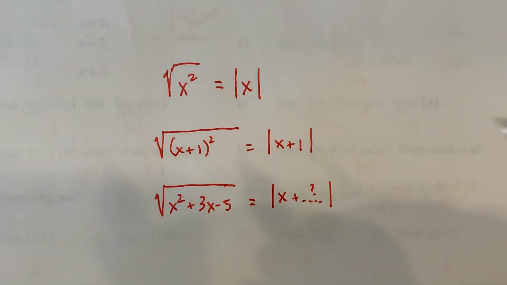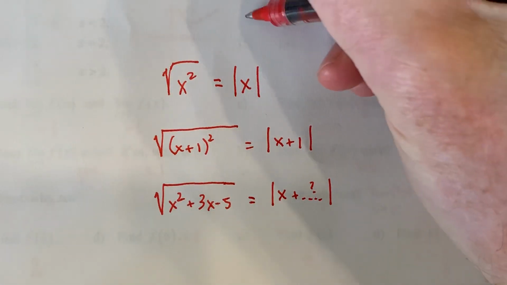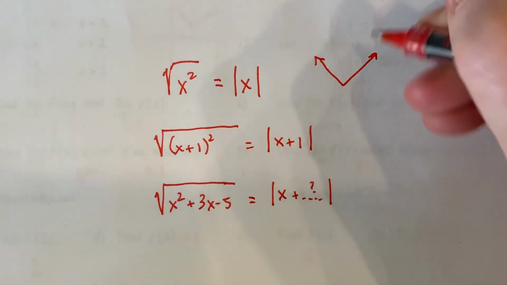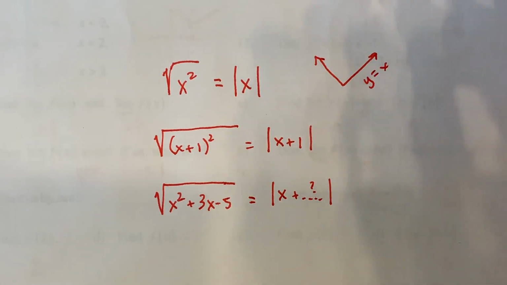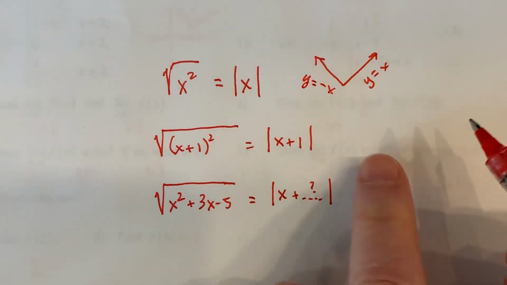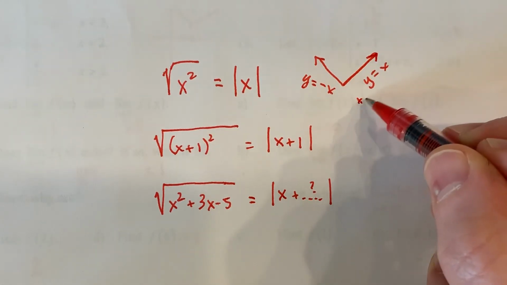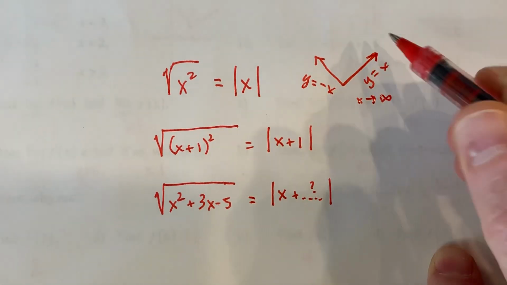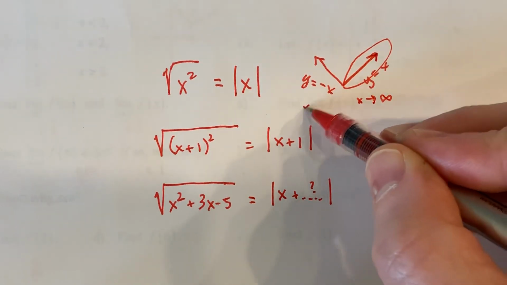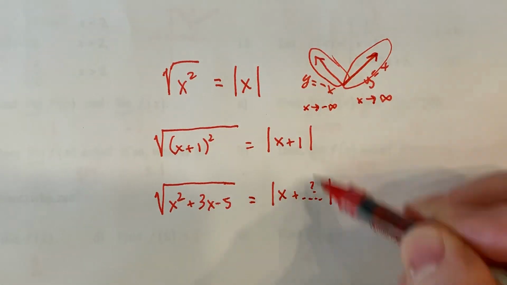Okay? Now, what do you know about absolute value? I know that the absolute value of x is a V function, right? And I know that sometimes the graph looks like y equals x, but sometimes the graph looks like y equals negative x. Well, what's important to remember is it's going to look like the y equals x part as your x's go to infinity. It's going to look like the y equals negative x part as your x goes to negative infinity. Okay? And that's true on all of these.